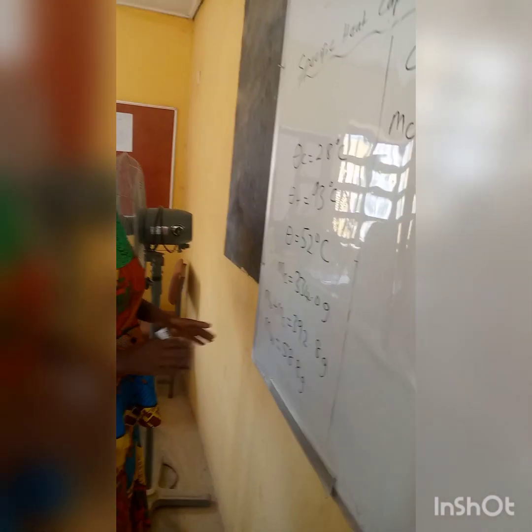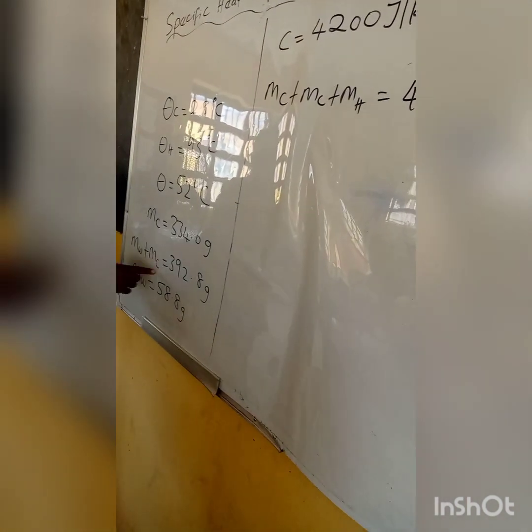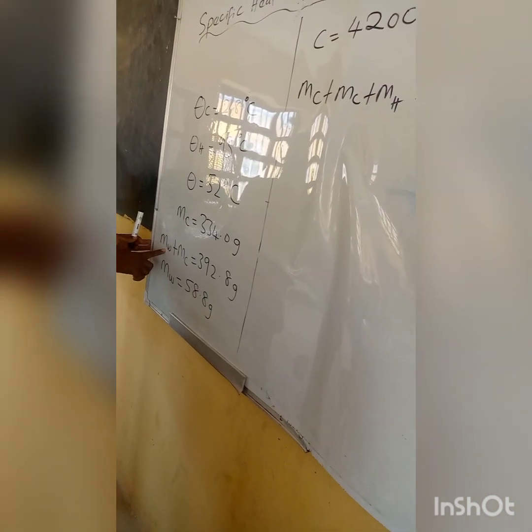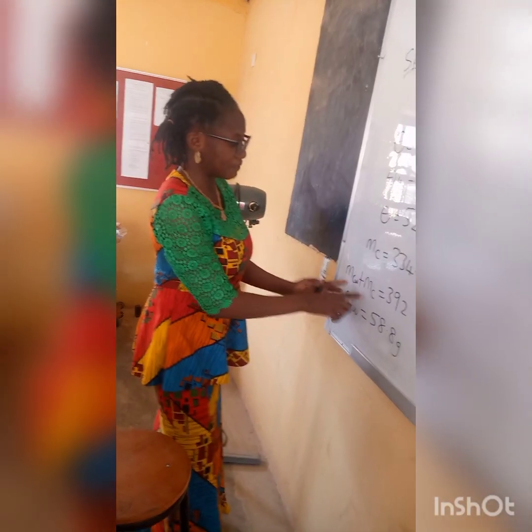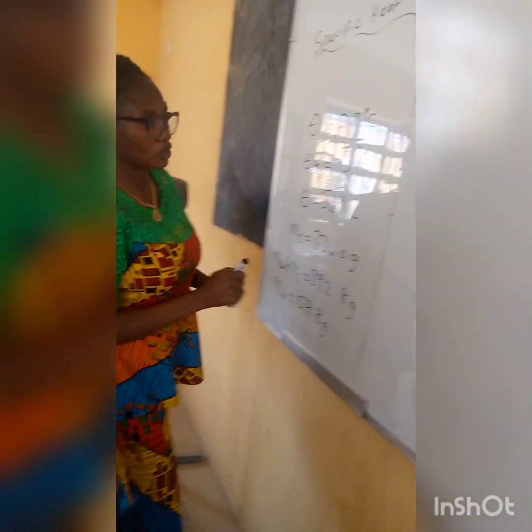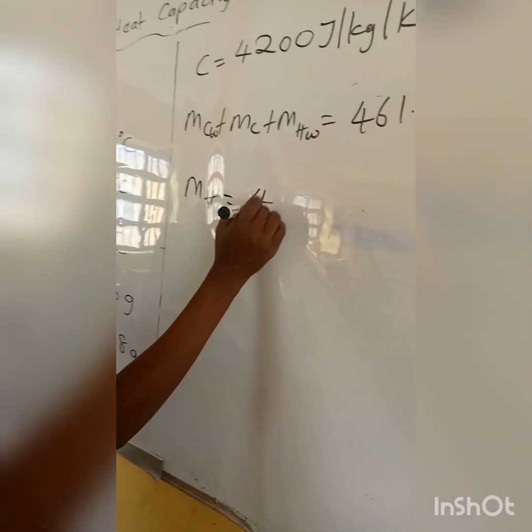Okay, now we can do the calculations to find the mass of hot water. How do we do this? We have the mass of calorimeter plus cold water, and we subtract it from the total to get the mass of hot water.